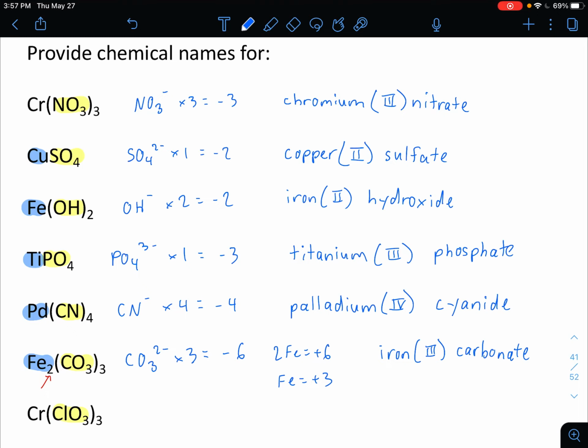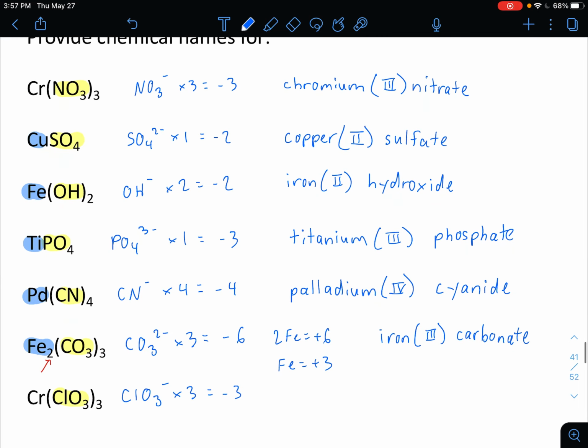Then this next one, this is the chlorate ion, ClO3-. There's 3 of them, so that's -3. And I've just got 1 chromium to counteract it, so chromium has to be +3, so this one will be chromium 3 chlorate.